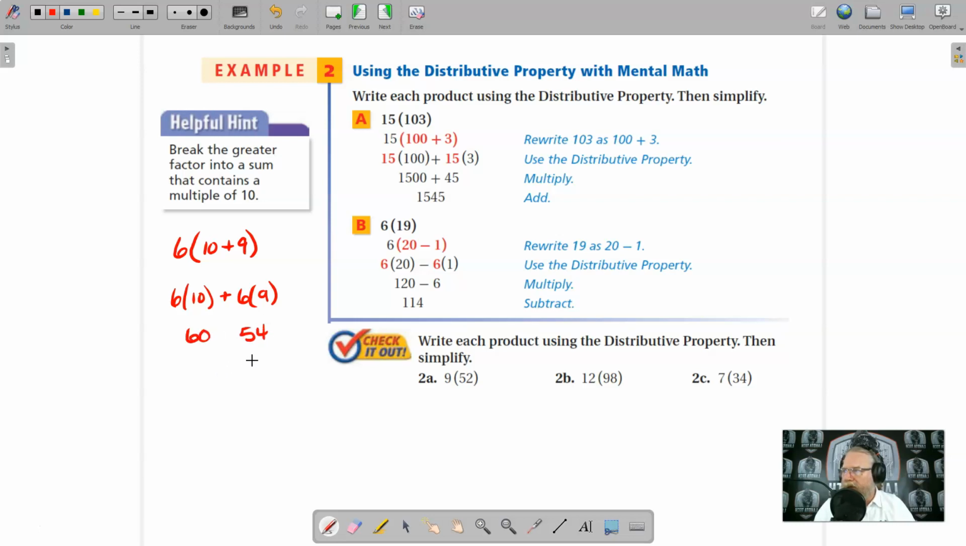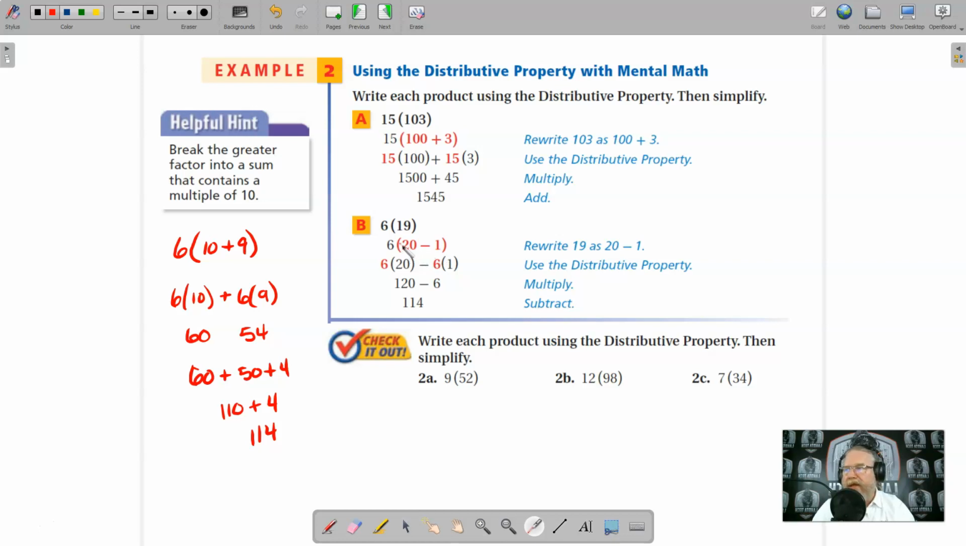And honestly, in my head I would have thought 60 plus, and I would have split the 54 into 50 plus 4, because I know that 6 and 5 is 11, so that would be 110, and then the 4, and then end up at 114. Now, I would do that in my head a heck of a lot quicker than I could write it out. But the textbook here is going to take a different route, probably because they want to show that you can use subtraction here. So instead of 19, they're going to rewrite 19 as 20 minus 1, and that works out well.